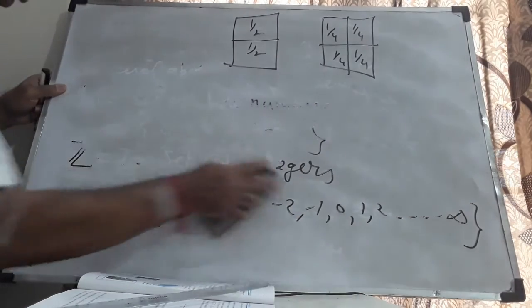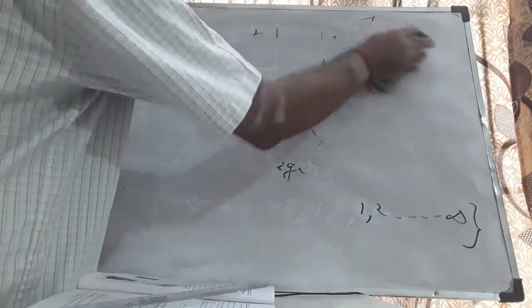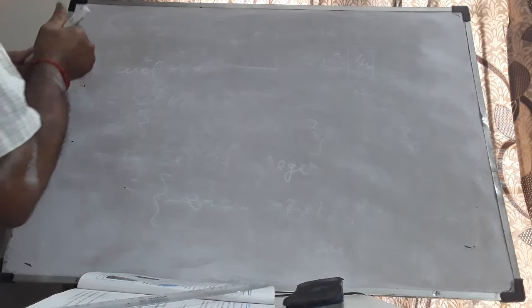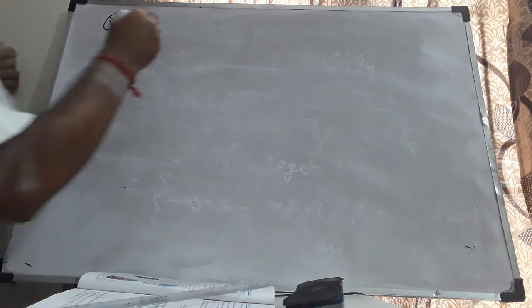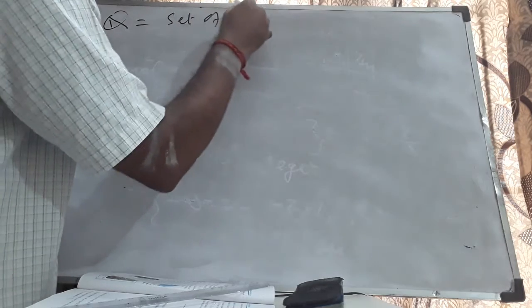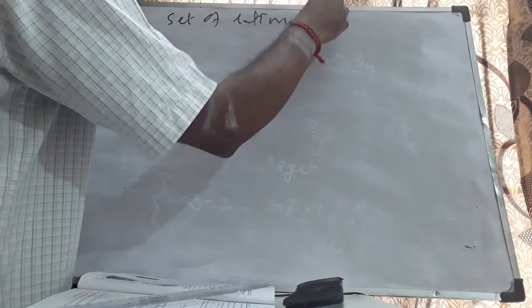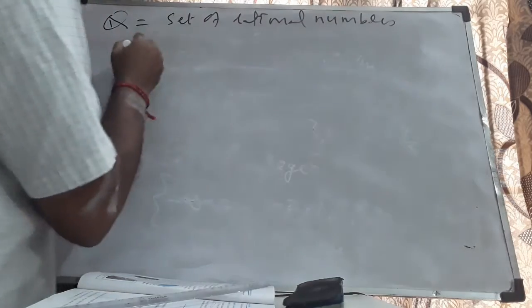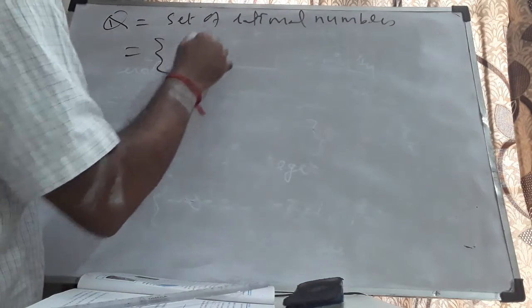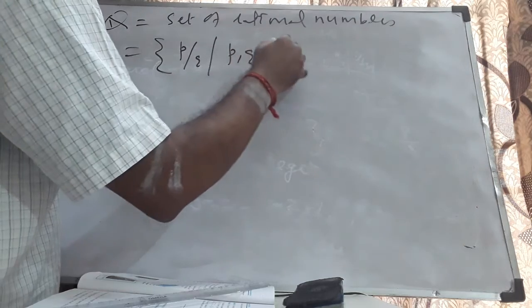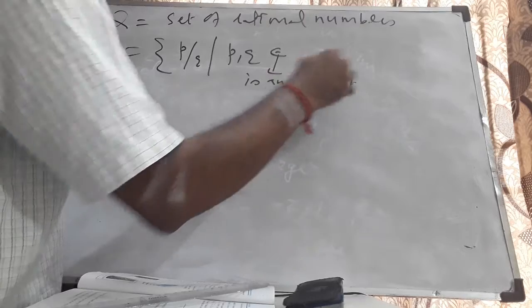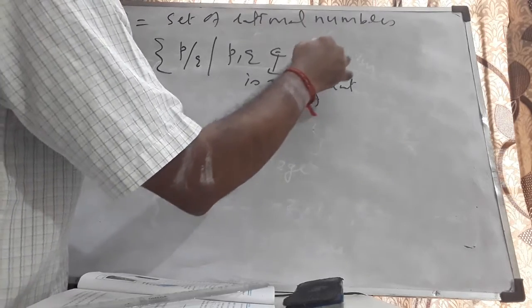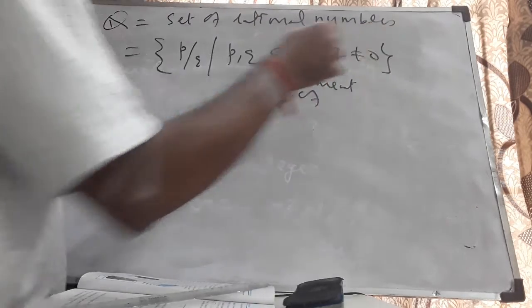Therefore, there was a necessity to introduce another set called Q. We call it quotient, maybe because of that we name it Q. The set of rational numbers is of the form P by Q, where P, Q are elements of Z, and the denominator should not be 0.